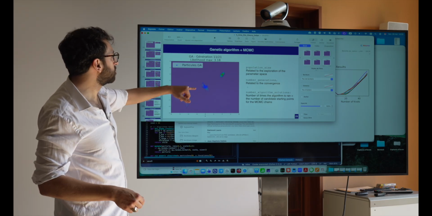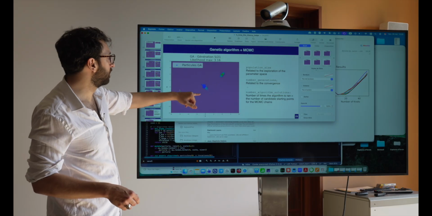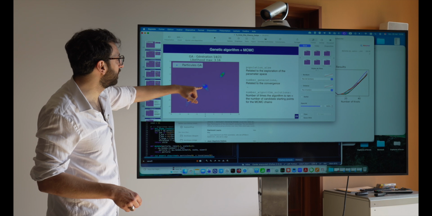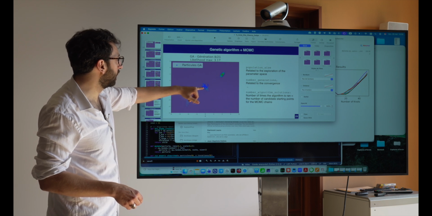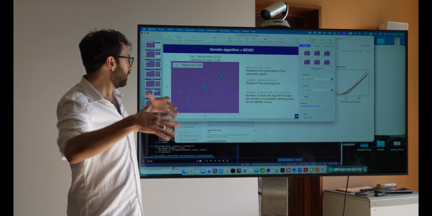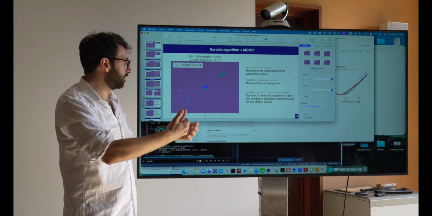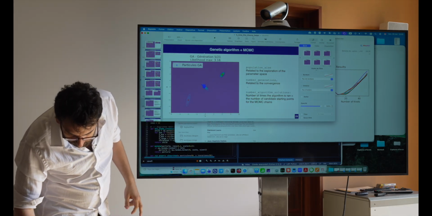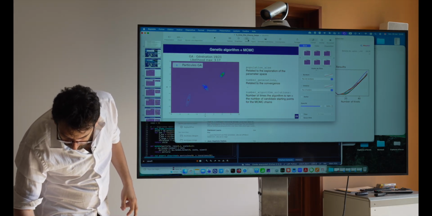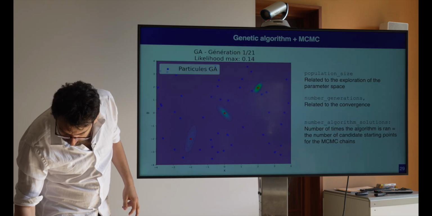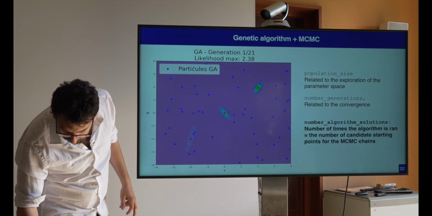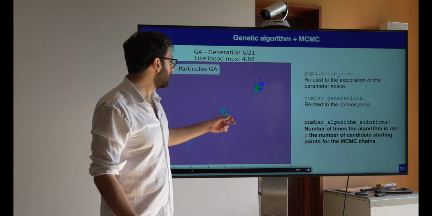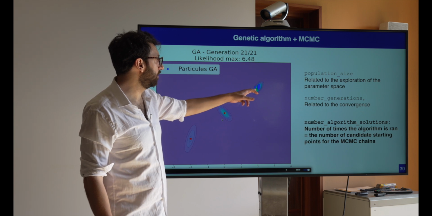So you see that this is a very simple example which converges very quickly. But you see that if you stopped at just 2 iterations, you wouldn't have found the local likelihood maxima. So the number of generations, the number of iterations, is related to the convergence of the algorithm. And the number of algorithm solutions is the number of times the algorithm is run. This is important because from one run of the algorithm to the other, you might end up finding a different likelihood maximum.